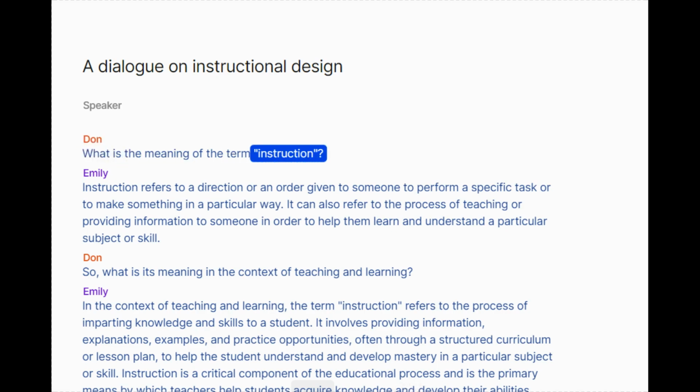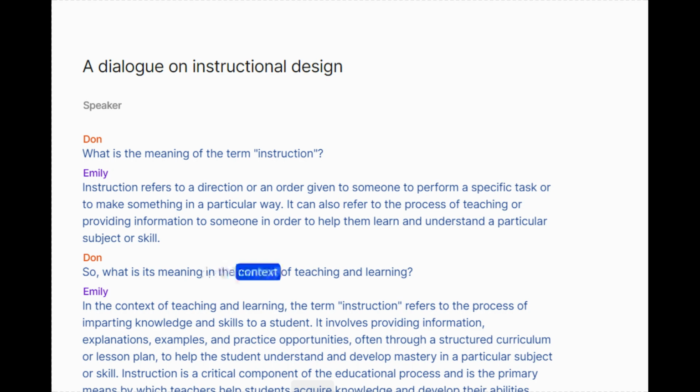What is the meaning of the term instruction? Instruction refers to a direction or an order given to someone to perform a specific task or to make something in a particular way. It can also refer to the process of teaching or providing information to someone in order to help them learn and understand a particular subject or skill.